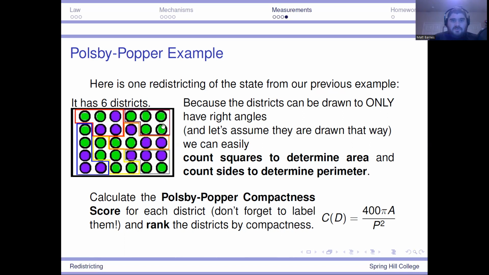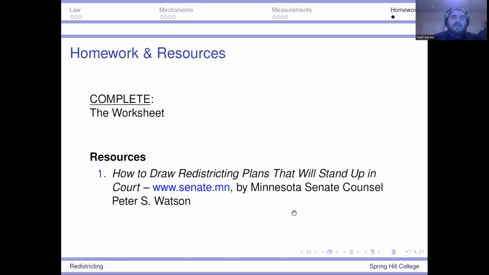So we're going to end up with 6 different scores, one for each of the districts. So I want you to try and calculate those out and then rank them by compactness. Remember, the closer it is to 0, the worse it is. The closer it is to 100, the better it is, at least as far as compactness goes. So with that, you have your worksheet on Canvas if you're in my social justice math class. So make sure you go ahead and finish that up by whatever the due date is, depending on when you're watching this.